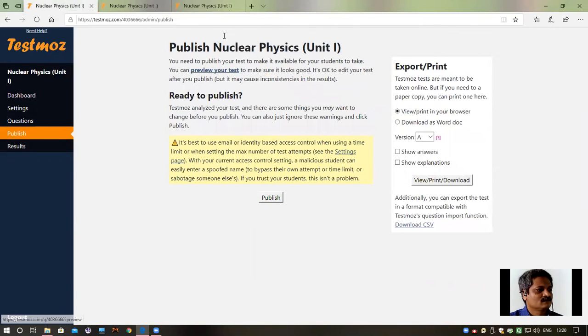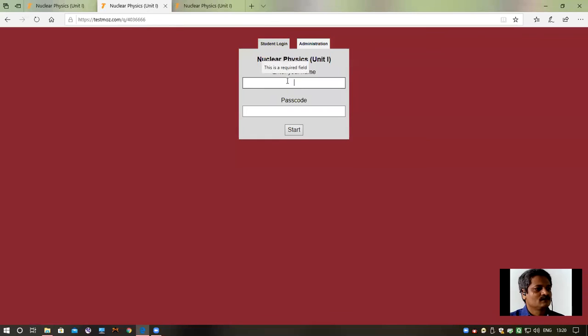Then this window appears: student login and administration login. Administration login is for the teacher. As a student, it asks for his name and passcode. When you are a student, you type your name here. Suppose I enter as a student, Amol. Passcode is 12345. Now start.